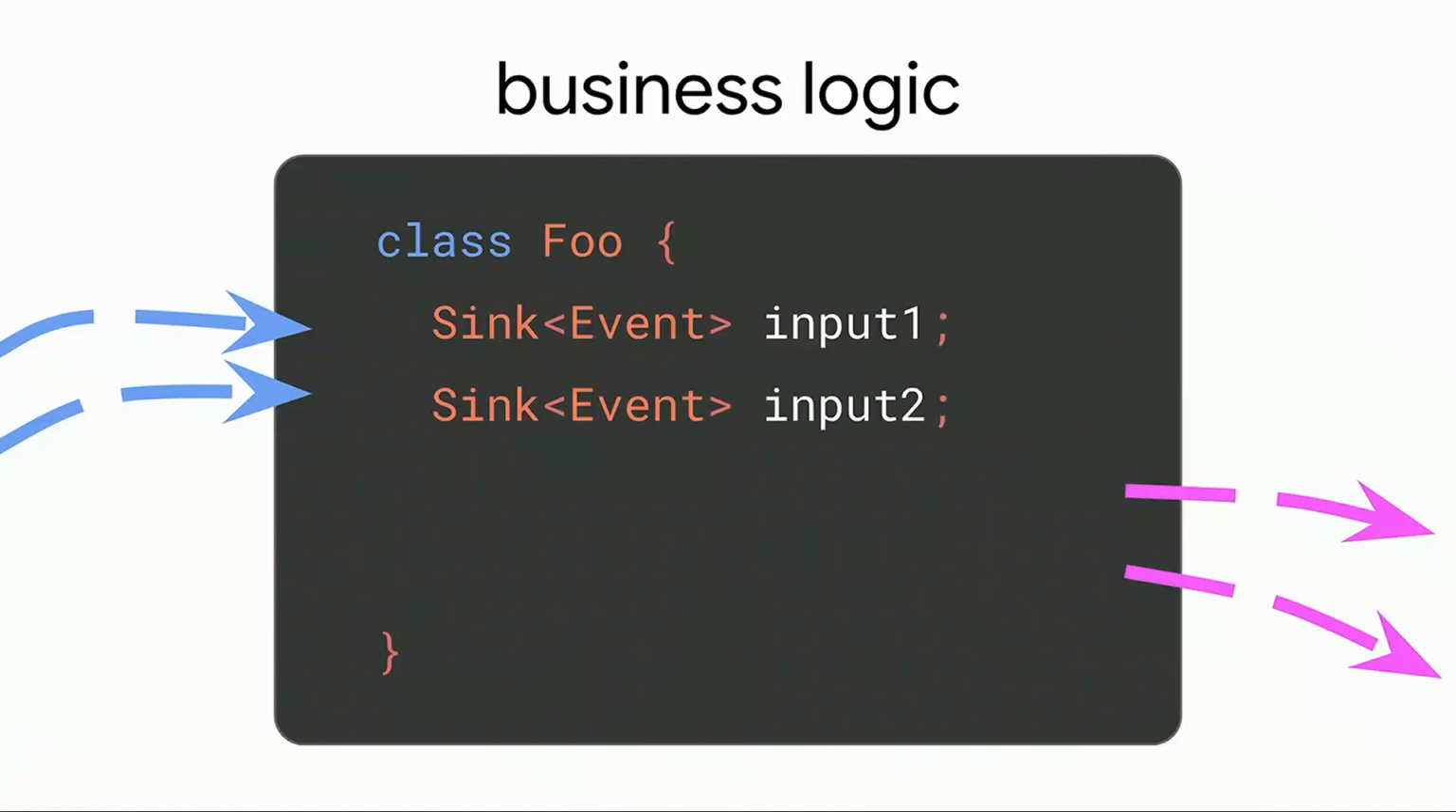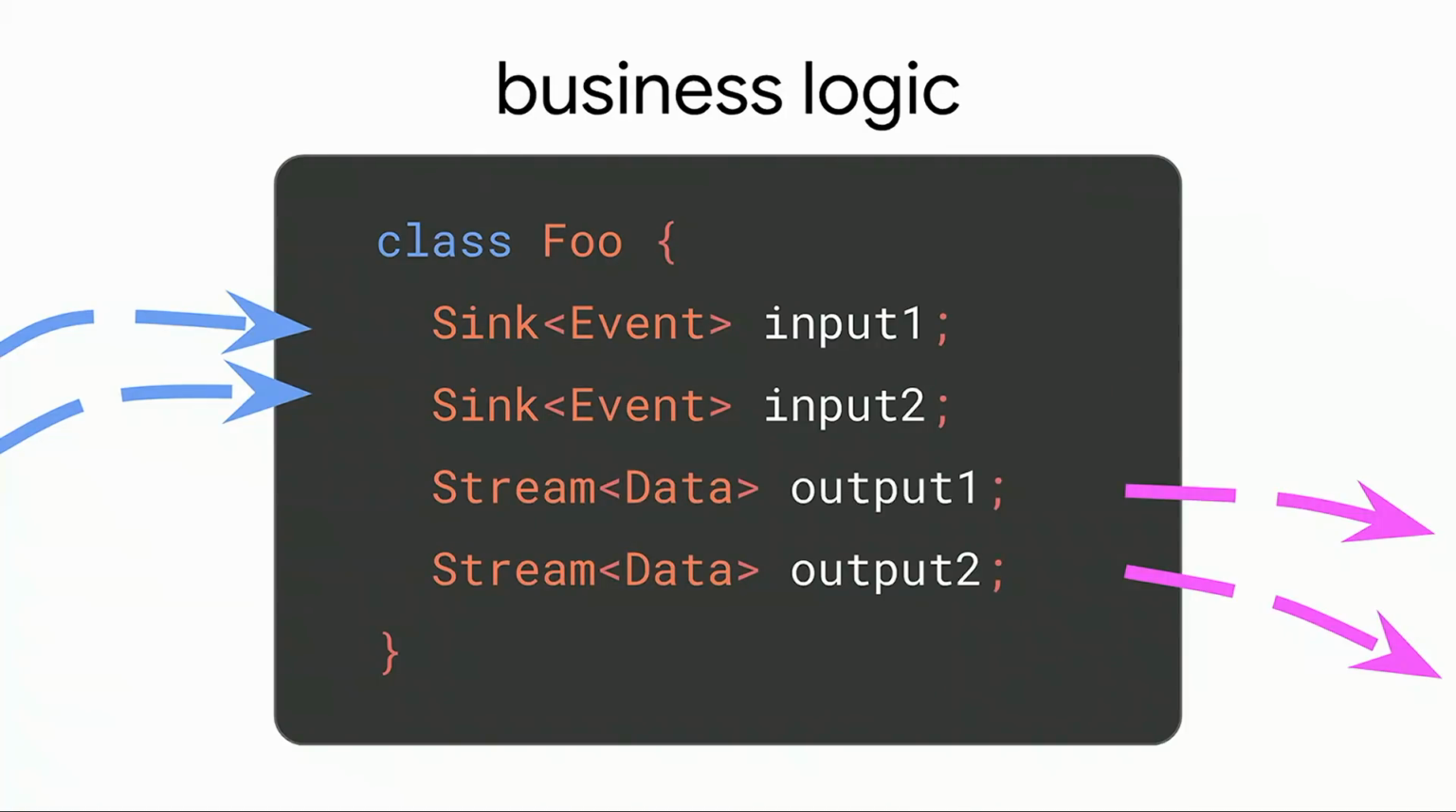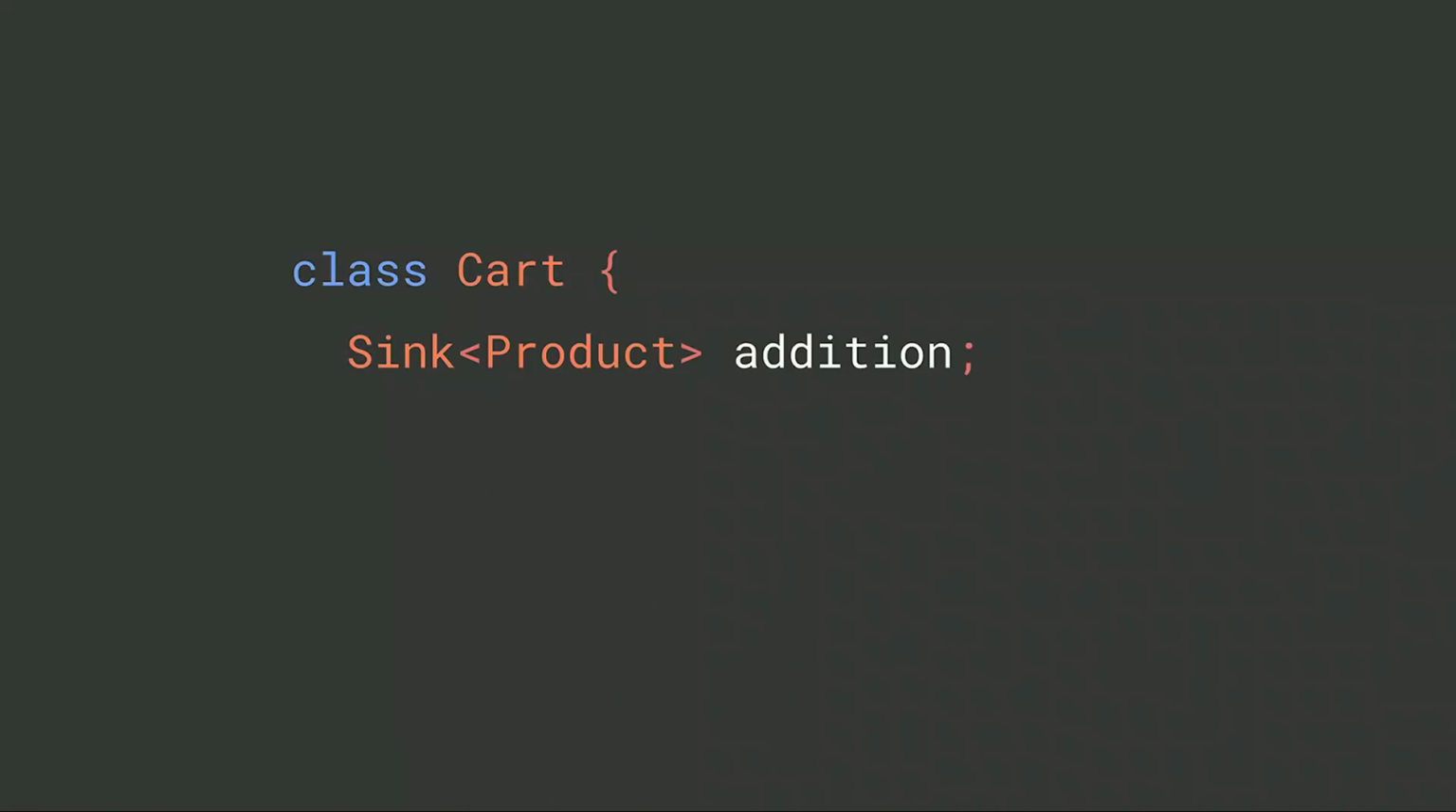Well, we would have an object that has sinks of events as inputs. A sink is the equivalent of, it is the input of a stream. You put things into it, and then you can listen to it on the other end. And then there's a stream of data as output, right? So pretty simple. Now, in our example with the shopping app, the simplest possible cart would have a sink of product called addition, to which you would just shove your products. And then it would have a stream of integers called item count, which would update every time the item count changes.